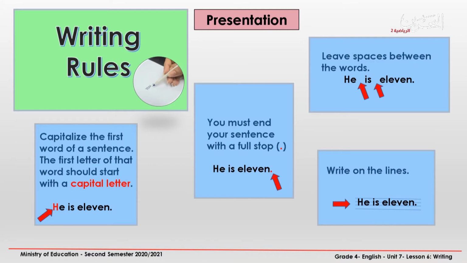And now, my dear students, please follow these writing rules. Capitalize the first word of a sentence. The first letter of that word should start with a capital letter. You must end your sentence with a full stop. Leave spaces between the words and write on the lines.